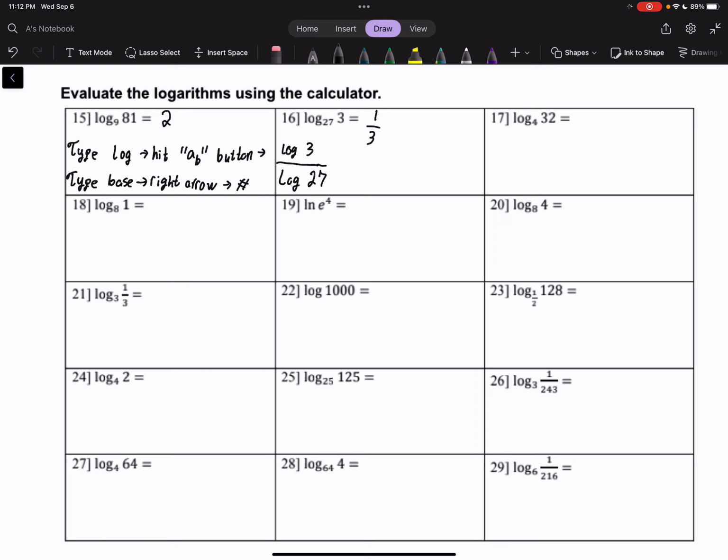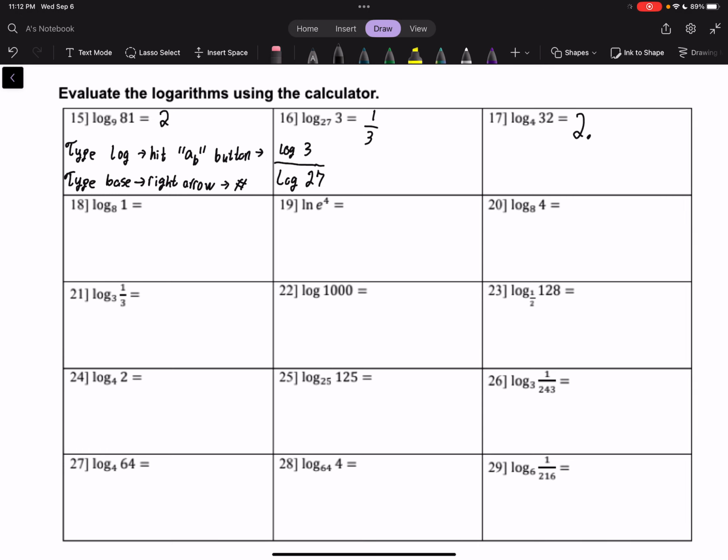So, your answers are 2.5. I'm just going to write it in rows. 0, -1, 1/2, 3, 1/3, 1.5, 3, 4. I'm going to leave this one for now.